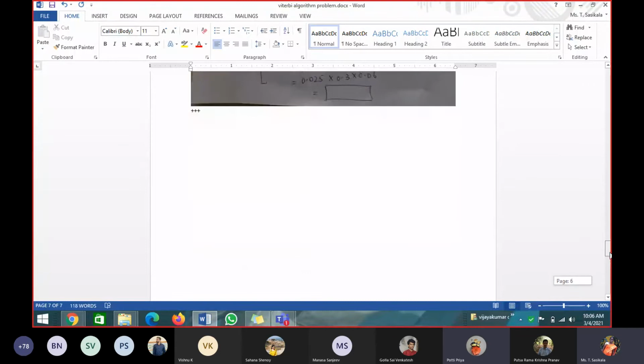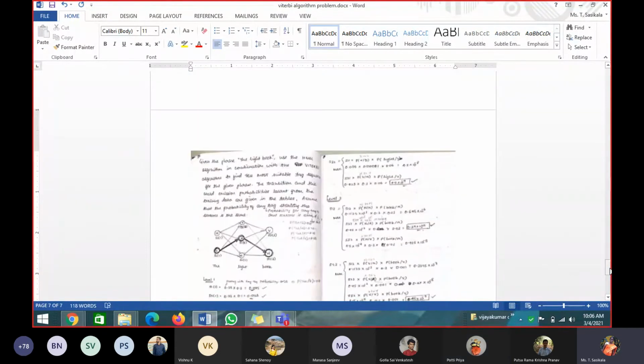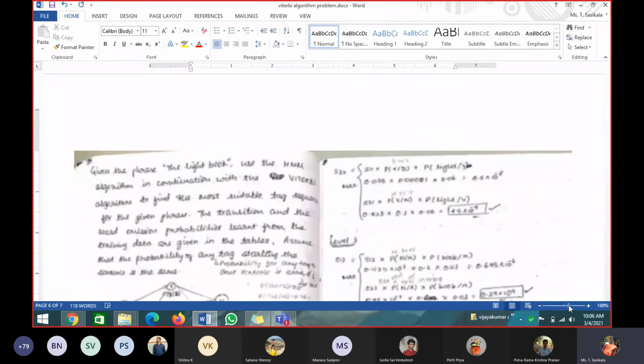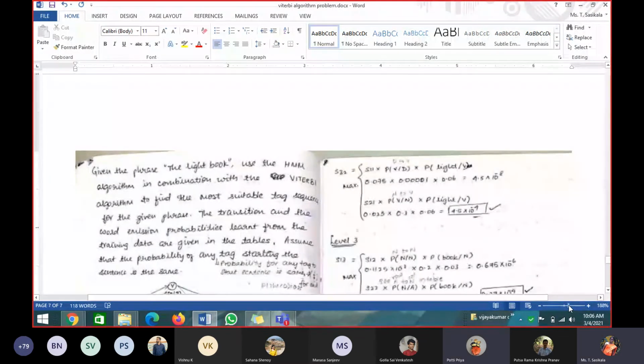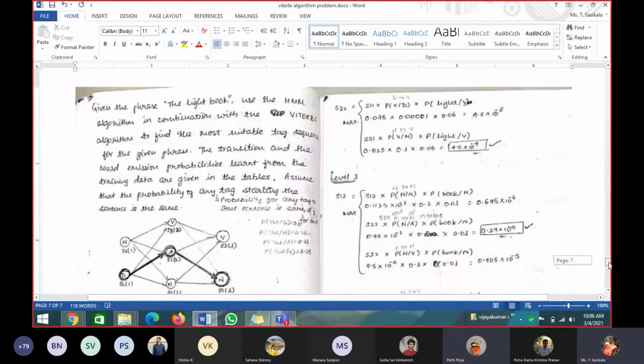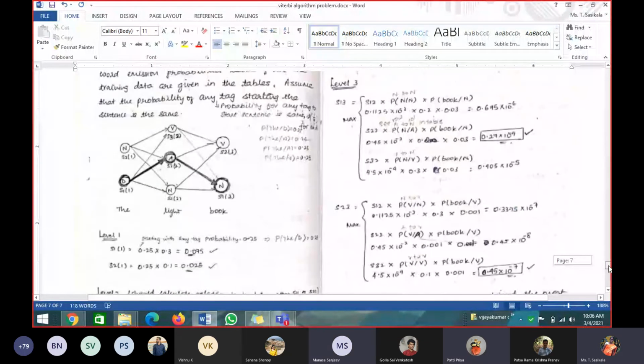So level 2 is done. So level 3 comes. Put the heading as level 3. Is anything pending in level 2? No. So level 3, how many combinations do we have? First you tell me, how many possibilities we have? S13 and S23. Very good. So please make a note. For level 3, we have two combinations, S13 and S23.